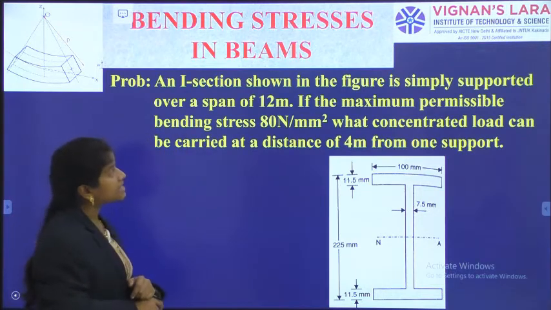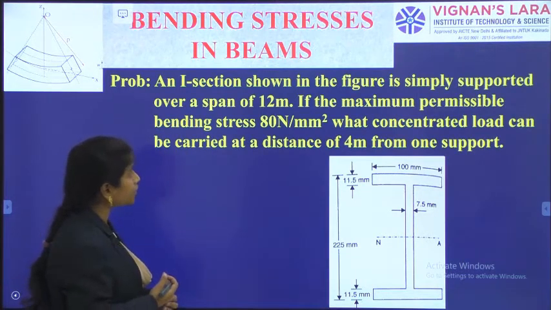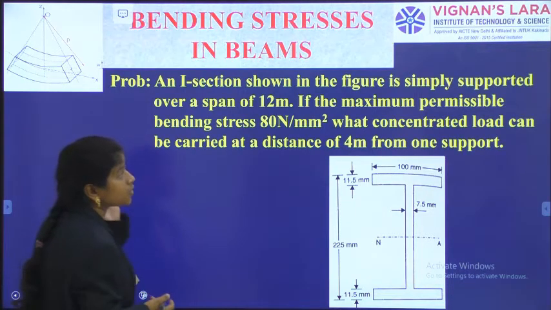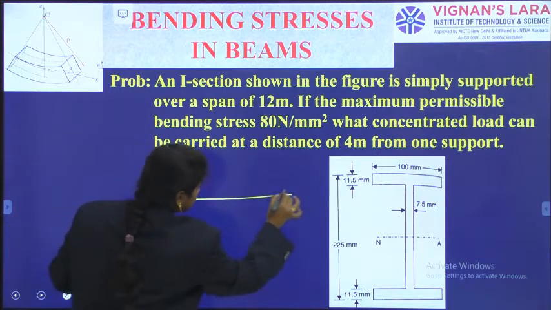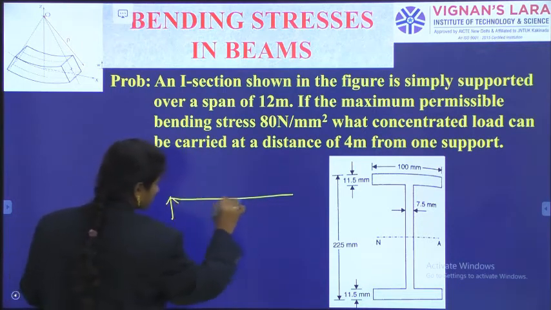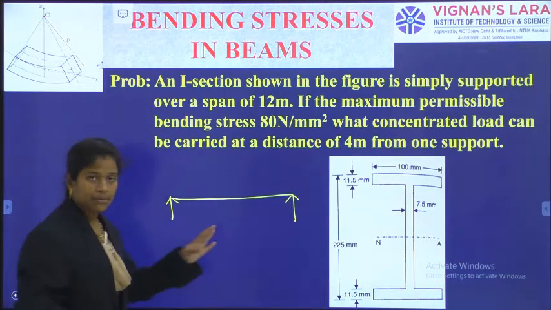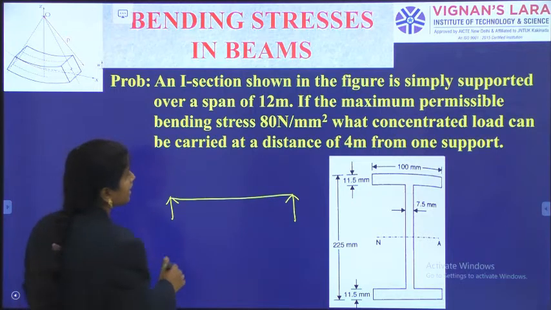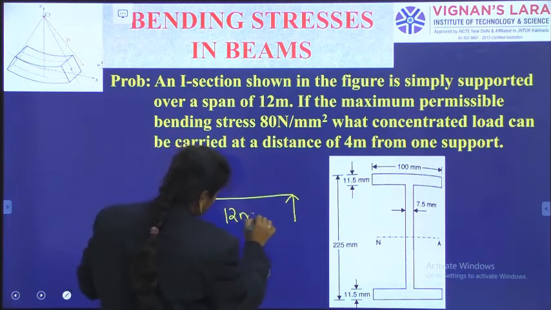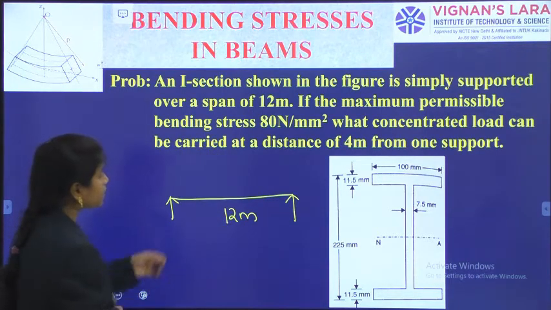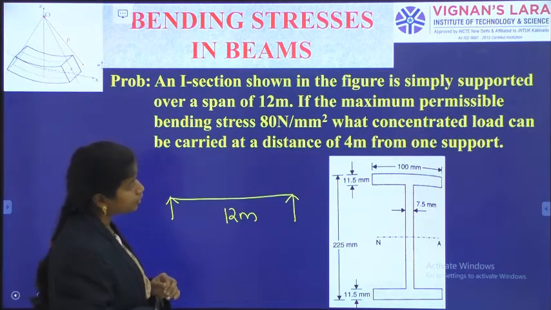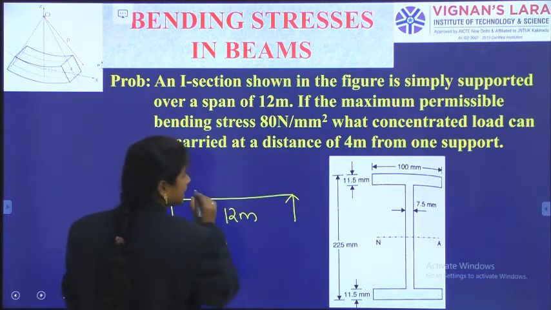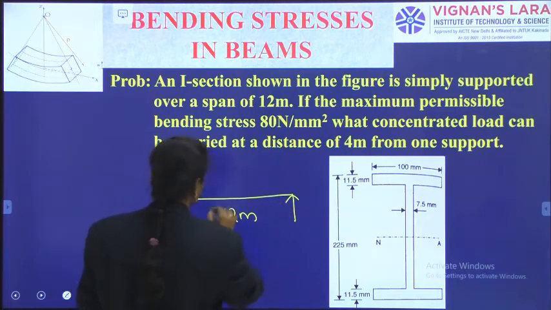See here, an I section as shown in the figure is simply supported over a span of 12 meters. Okay, so we are having a simply supported beam. When we see from the line, I am observing a single line diagram like this, which is having a span of 12 meters. And if the maximum permissible bending stress is 18 Newton per mm square, what concentrated load can be carried at a distance of 4 meters from the support?